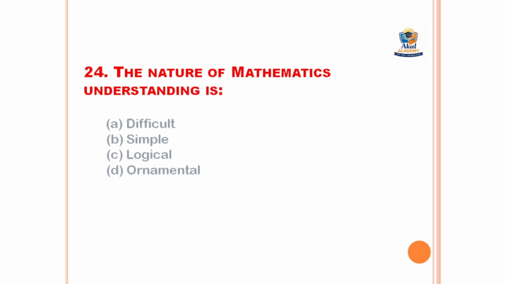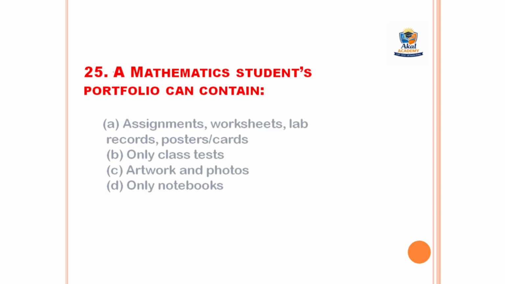24. The nature of mathematics. Understanding is difficult, simple, logical, ornamental. So option C is the right answer, logical.